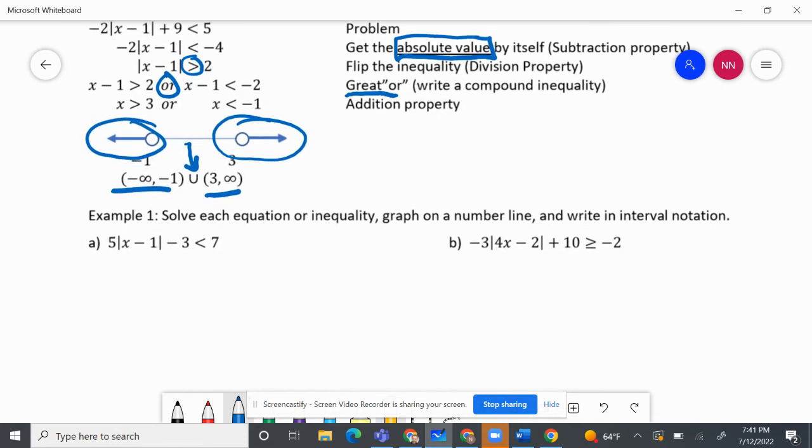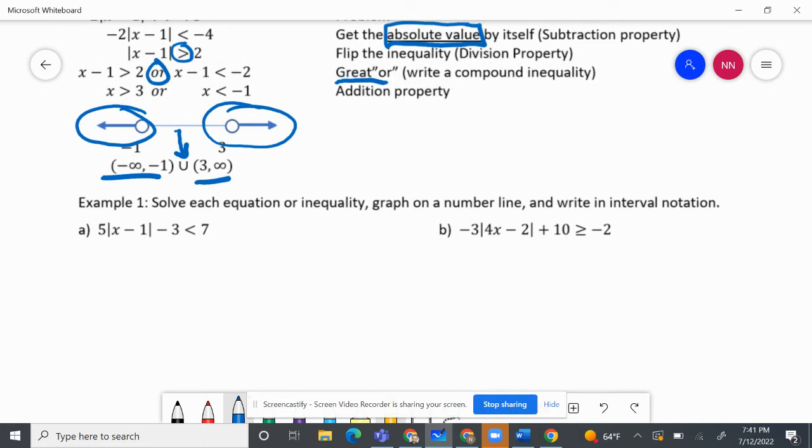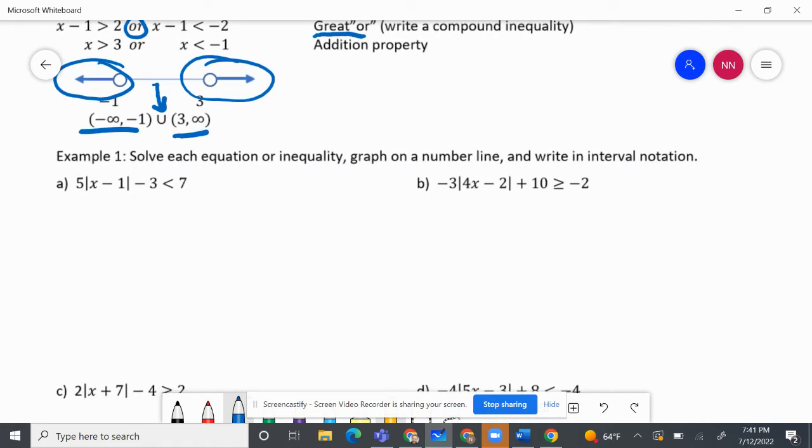So what we're going to do is look at these examples right here. We're going to solve the inequality, and then we're going to graph it on a number line and write the interval notation. So for the first one, we are going to add the 3. And then that gives us 5 times the absolute value of x minus 1 is less than 10.